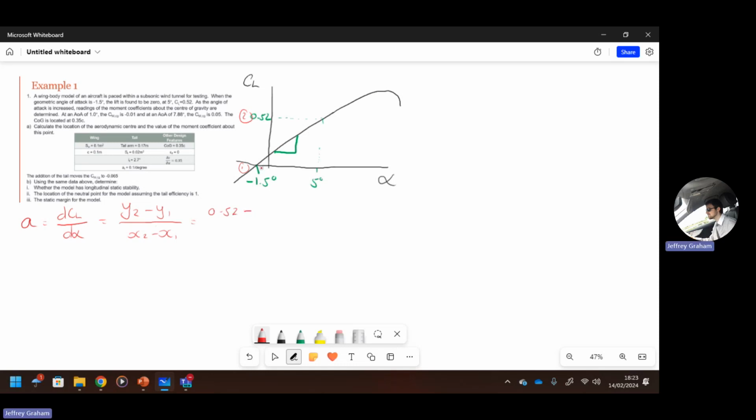You're going to subtract y1, which is 0, divided by x2, which is 5 degrees, minus x1, which is at minus 1.5. Right, so the lift curve slope here, in the calculator with that, is about 0.08.